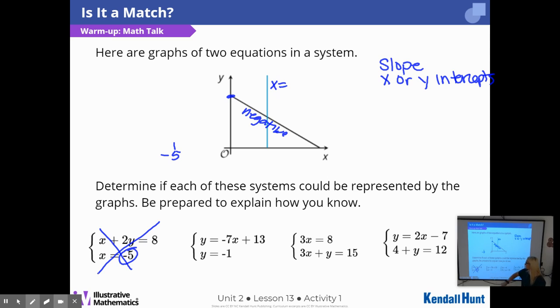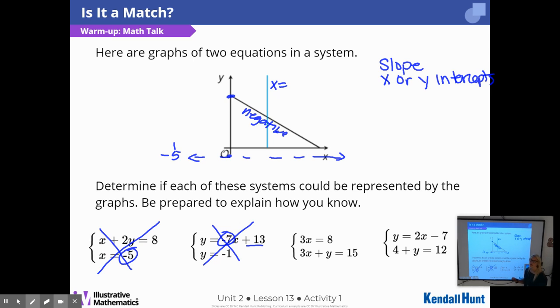All right, looking at the next one, we have y equals -7x plus 13. This point could be 13. That's the y-intercept, and the slope is -7. So this could be 13 and going down 7 because we don't know what the scale is. But this one, y equals -1, would be a horizontal line at -1. So it would be below the x-axis here, and we do not have a line like that on the graph, so it's not the second system.